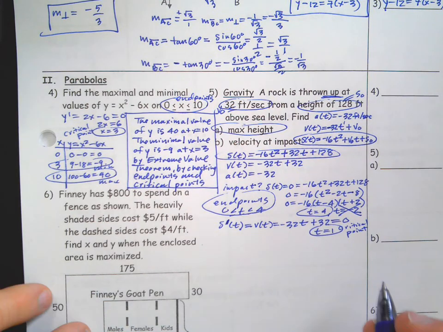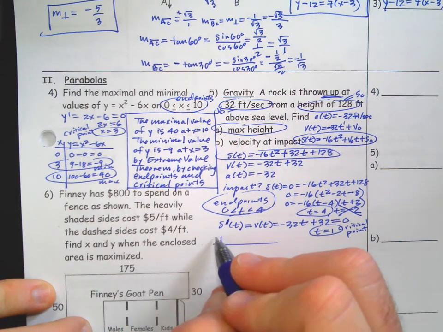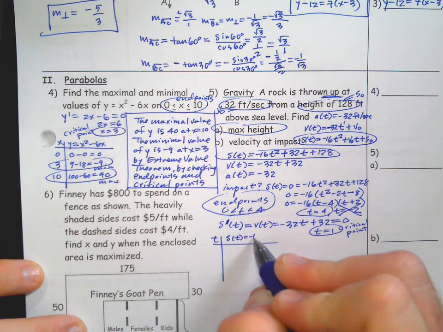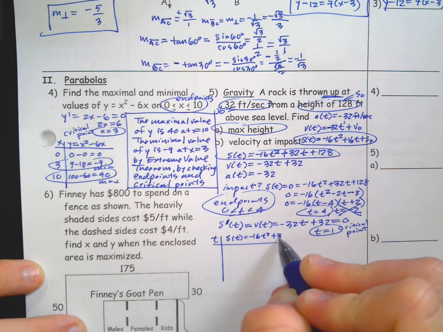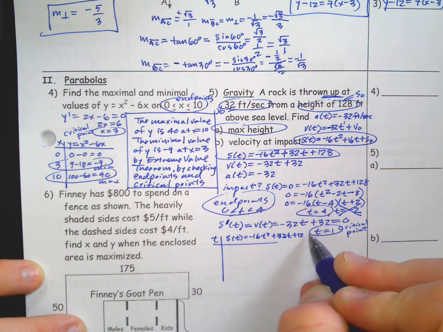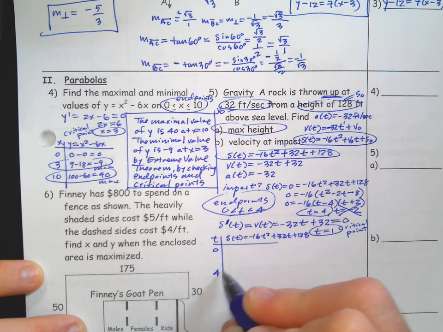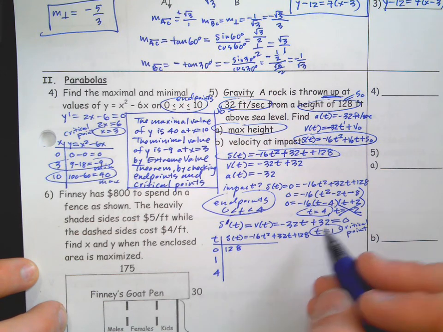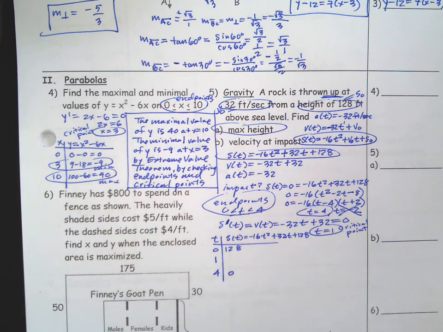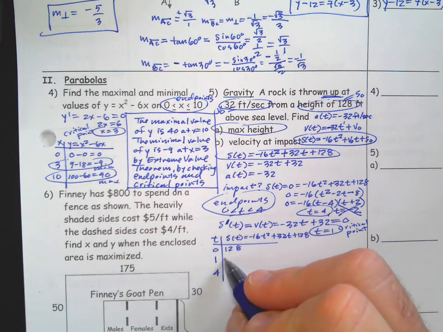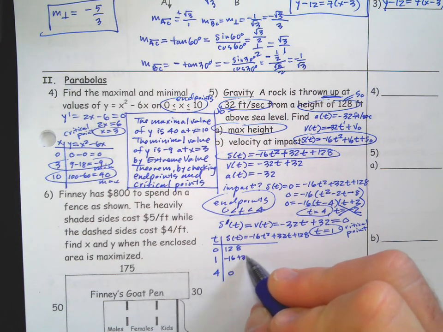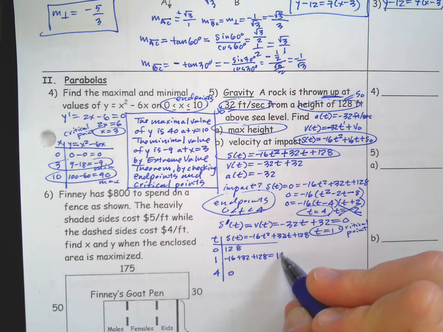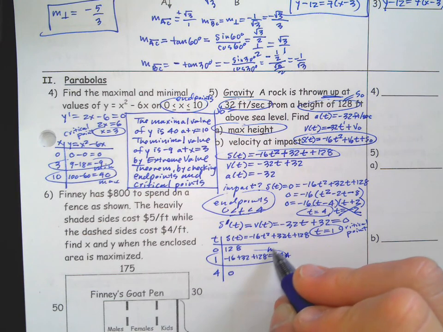Then we make a table of values, just like we do anytime we're looking for a max or min, plugging time into position. The endpoints are 0 and 4, and the critical point is 1. Now, 0 should be easy. You plug 0 in, you should get 128, because that's the initial height. You plug 4 in, you should get 0, because that's how we found the time to impact. For 1, negative 16 plus 32 plus 128 equals 144. So that is your max.